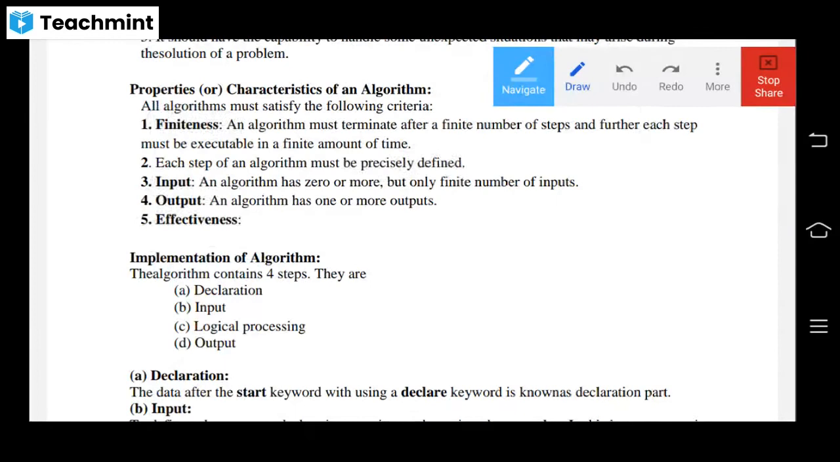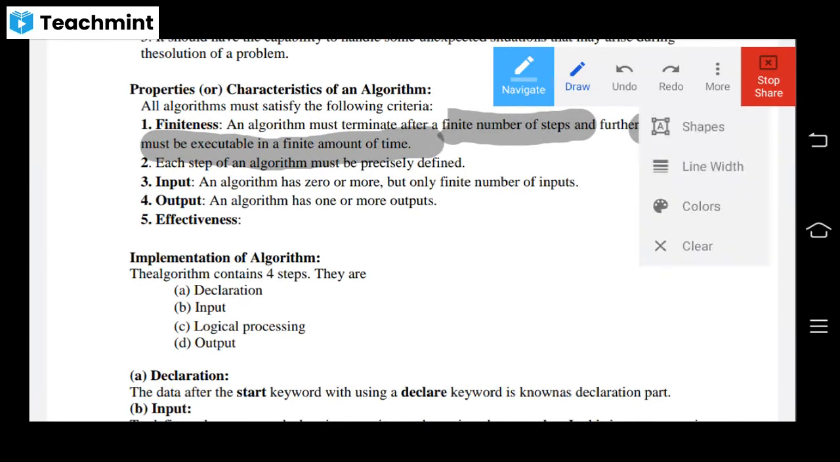Just to see what is meant by finiteness. An algorithm must terminate after a finite number of steps. Whenever the algorithm terminated అంటే it means it ends. After the completion of the algorithm, the steps must be in finite manner. అంటే the steps must be in countable manner. Uncountable steps అనేవి ఉండకూడదు అనమాట. Further, each step must be executable in a finite amount of time. This is the finiteness.